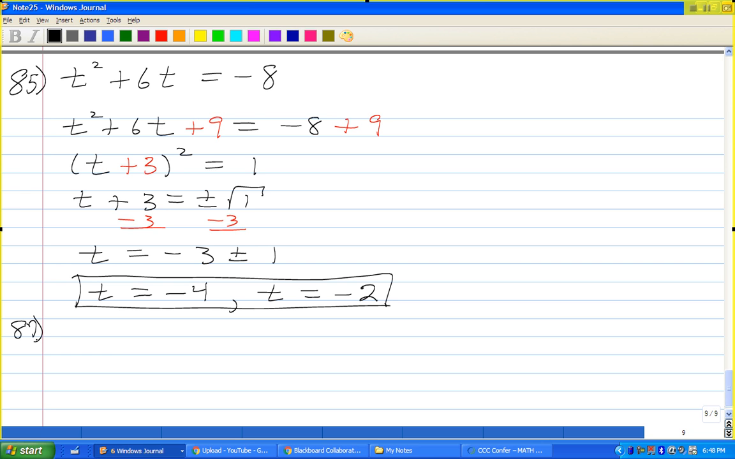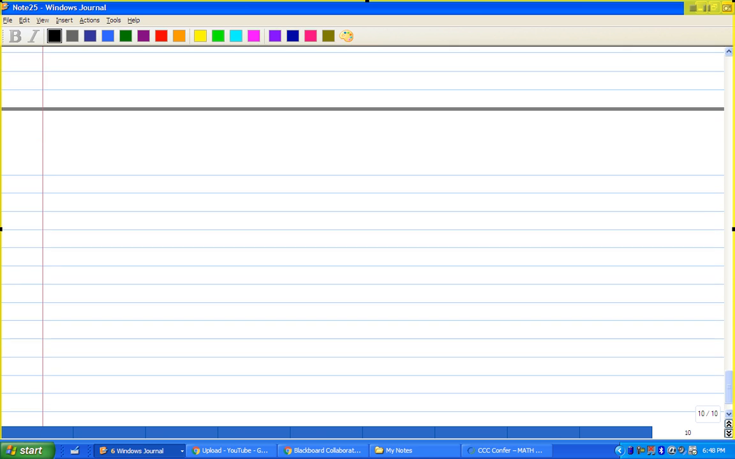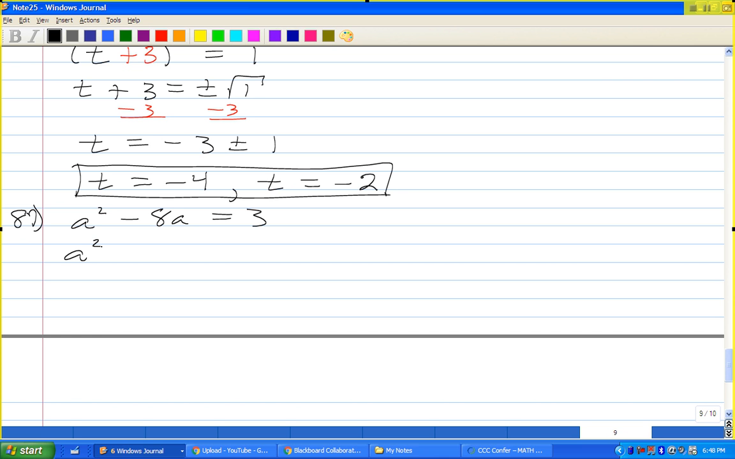87. A squared minus 8a is equal to 3. Okay, so let me complete the square. Since there's a 1 in front of the a squared, I take negative 8 divided by 2 is negative 4, squared is 16. Add 16 to both sides of your equation.